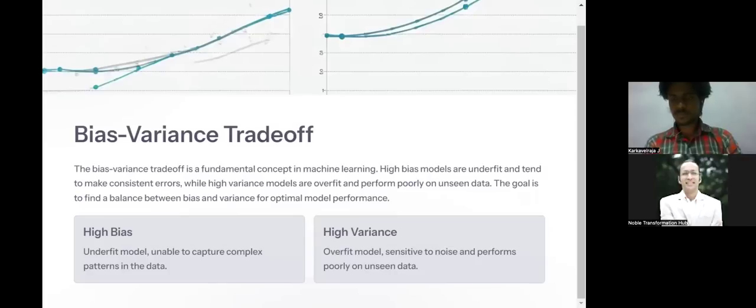So high bias, underfit model, unable to capture complex patterns in the data, which means it will make errors. That would be the output. This is the behavior: it will not capture complex patterns in the data. Again, in variance also, it is not going to learn from the unseen data or patterns, because it is overfit.